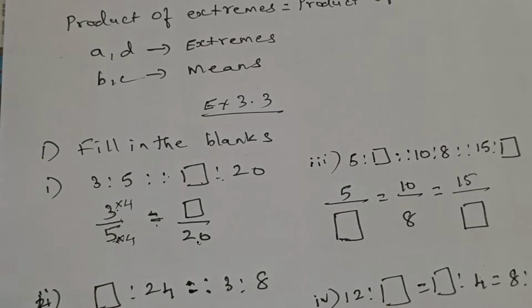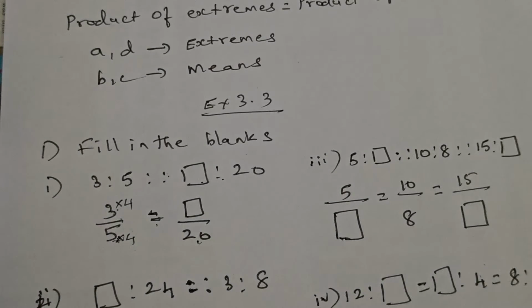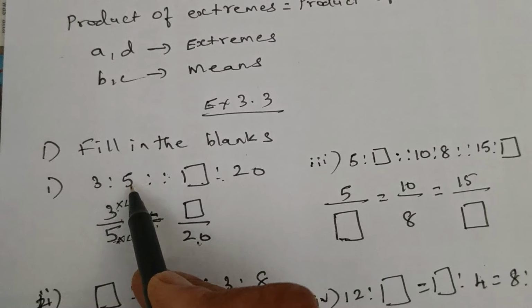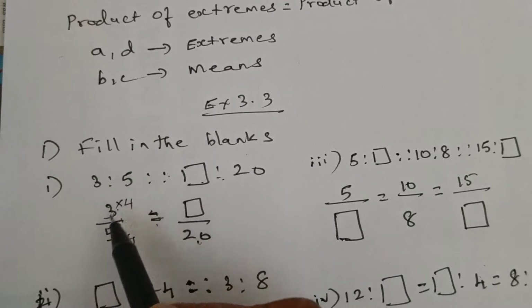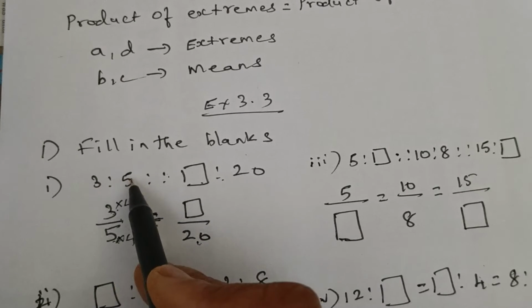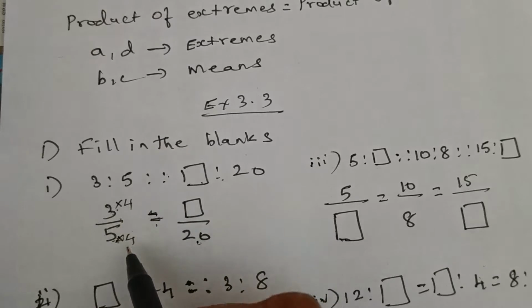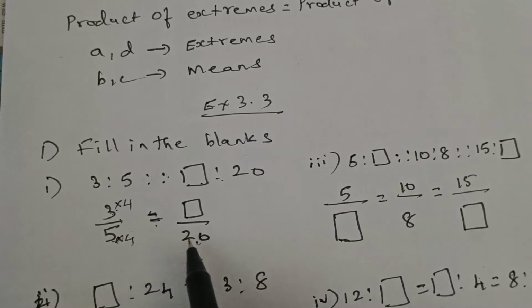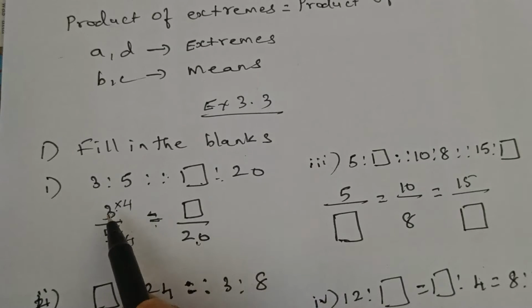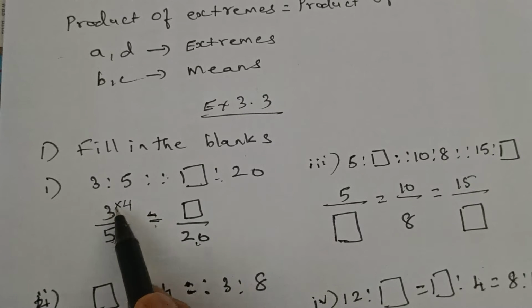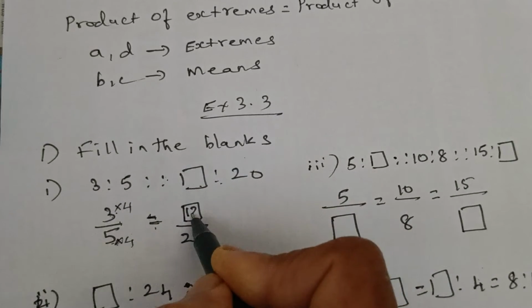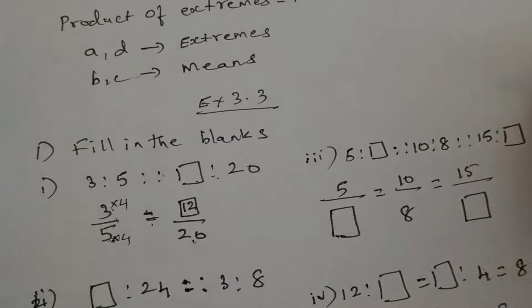This we have done in finding equivalent fractions and equivalent ratios. Both the first term and second term, 3 and 5 are called terms, both have to be multiplied by the same number. Then only we get equivalent ratios. So 5 is multiplied by 4 and we have 20. So multiply the numerator also by 4. 3 fours are 12. So this fill in the blank is 12.